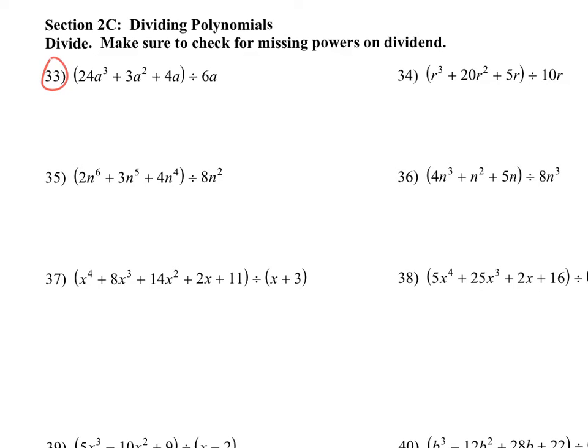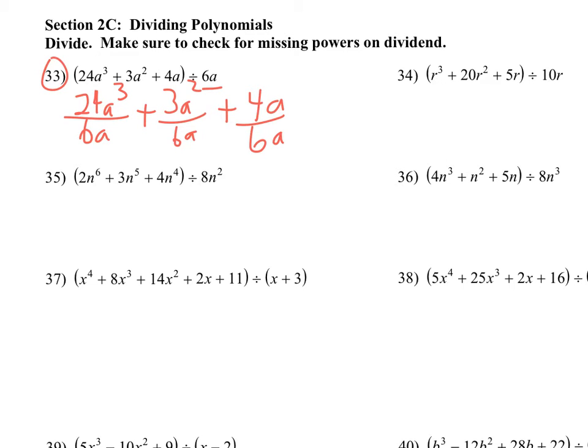We'll start with the dividing by a monomial. Notice when I say dividing by a monomial, 6a is a monomial. All you have to do when you have any polynomial divided by a monomial, in this case it's a trinomial, is you just take each term in that polynomial and write it over the monomial you're dividing by, and then simplify each term. So I'm going to go 24a cubed. I'm going to divide that by 6a, and then I have plus 3a squared.